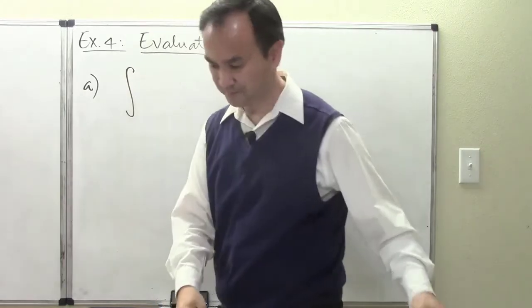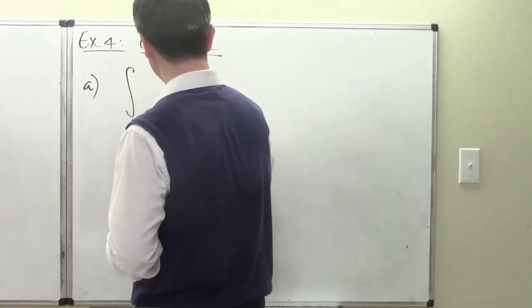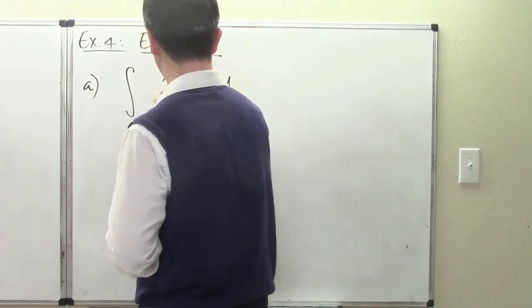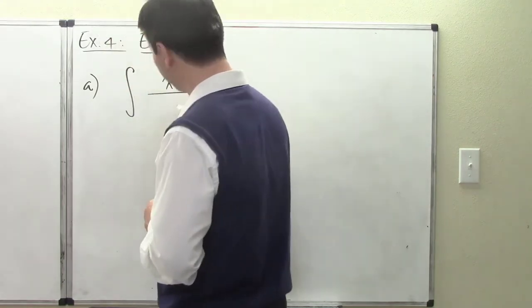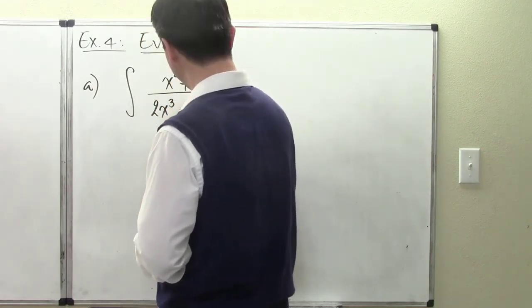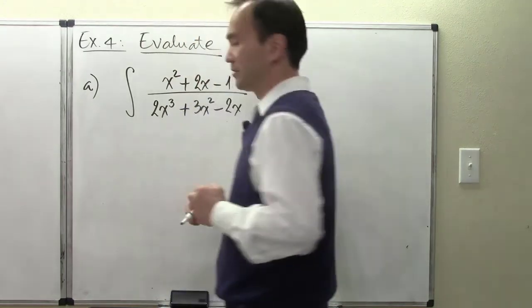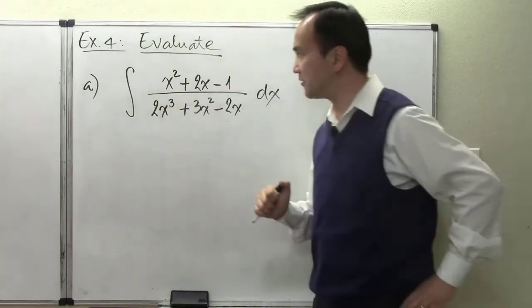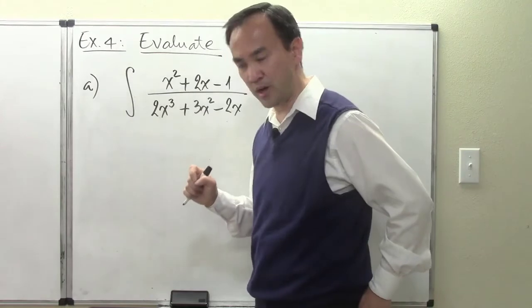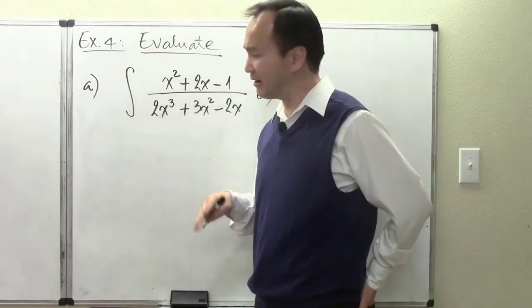We are looking at x squared plus 2x minus 1 over 2x cubed plus 3x squared minus 2x, dx. All right, so here we go at our first indefinite integral where we can apply the partial fraction decomposition process.